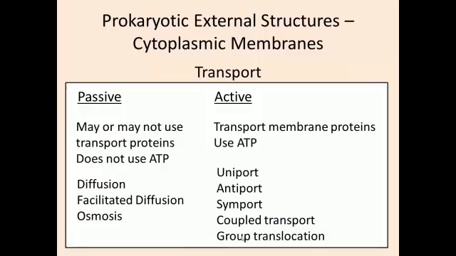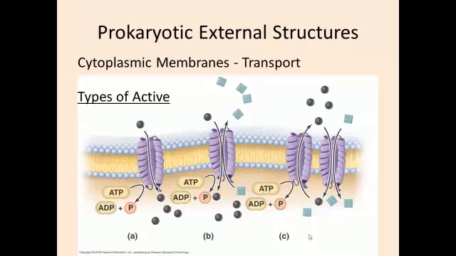Lastly, there is group translocation, which only happens in bacteria. A molecule, like glucose, is moved through the transport protein, which modifies it before spitting it out into the cell. In the case of glucose, the transport protein slaps a phosphate group onto it. Here are some diagrams of active transport.